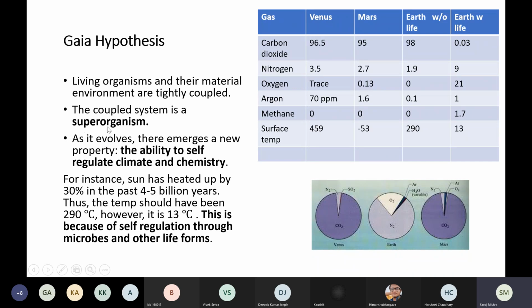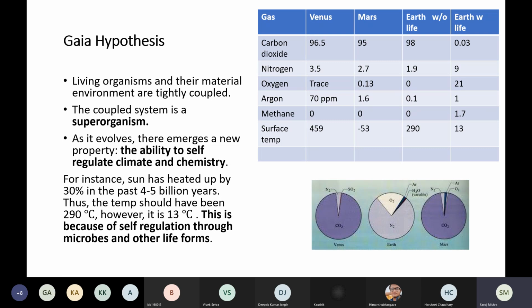And as the superorganism evolves, there emerges a new property within it, which is the ability to self-regulate the climate as well as the chemistry of that environment. Okay, so Earth alone would not be able to regulate its chemistry. But now that microbial activity happens, or any kind of life activity, plants, animals, whatever, because of this activity, there is a superorganism which has the ability to self-regulate itself. This self-regulation could be in terms of the chemistry, in terms of the temperature, in terms of the various gases which are present, and so on and so forth.